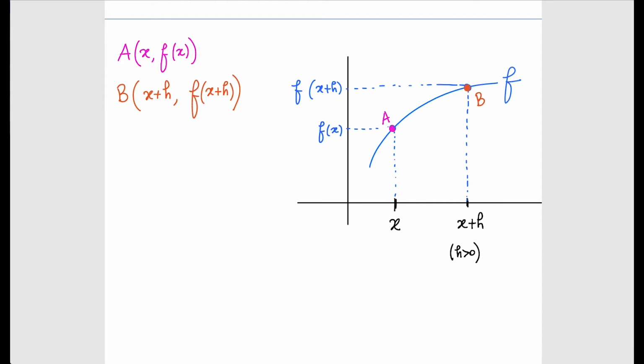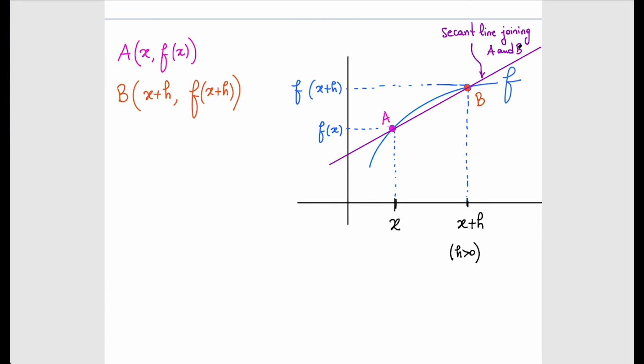Okay. Now, let's take the line that crosses through the points A and B. So let's take the line that goes through the 2 points A and B. This is called the secant line joining A and B, right? So this is called the secant line joining A and B.